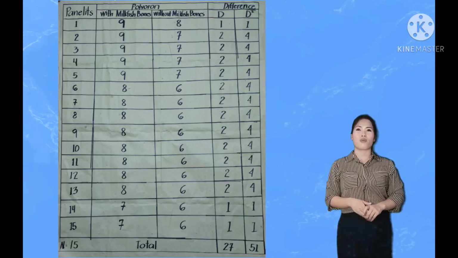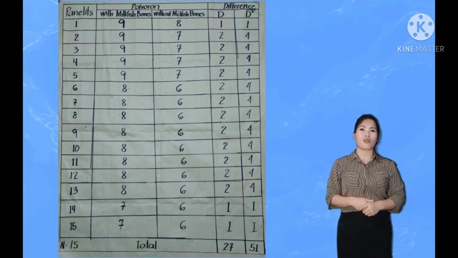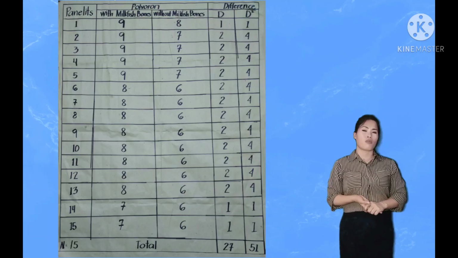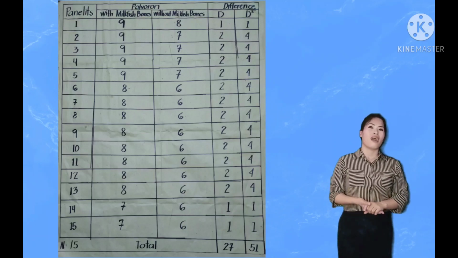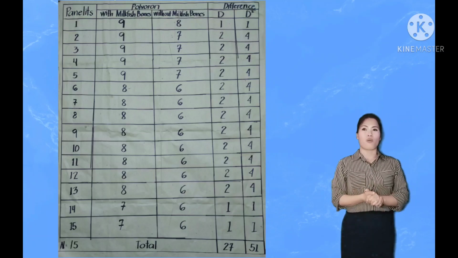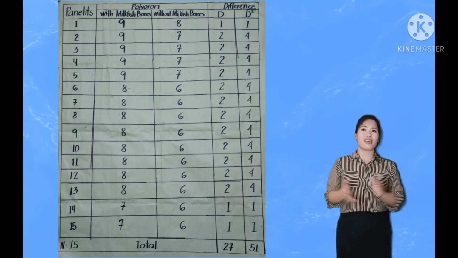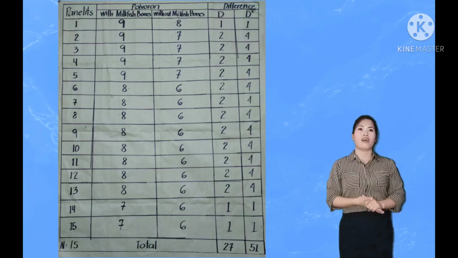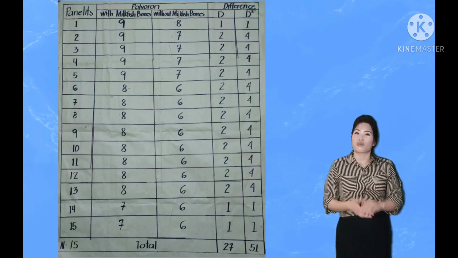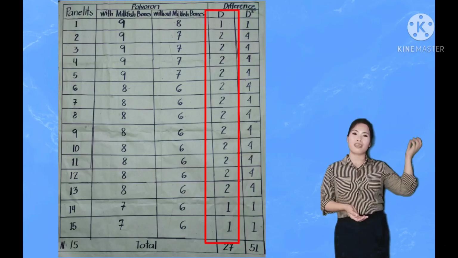8 minus 6 equals 2, and this repeats for the remaining 8 minus 6 pairs, and then 7 minus 6 equals 1, 7 minus 6 equals 1. So therefore we now have all our differences in the D column.